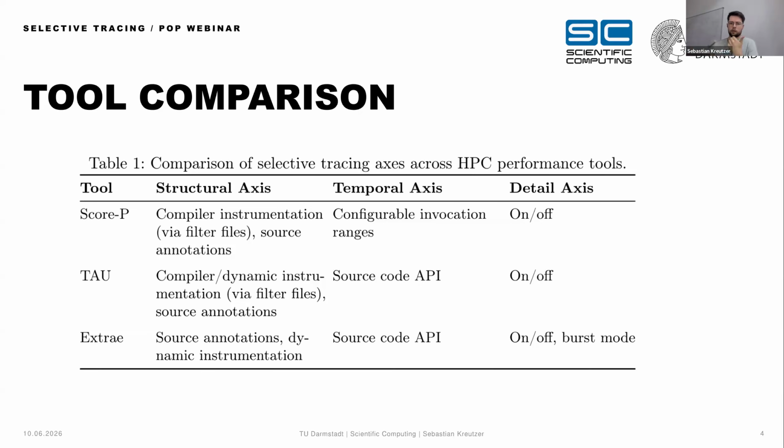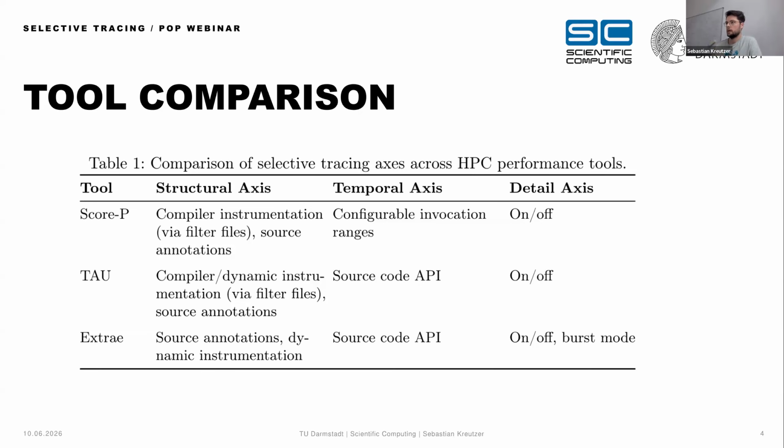When looking at the temporal axis, there's not so much support on this side. For TAU and XRay, the only option is to go into the source code and insert an API call saying, okay, start measurement here, stop measurement here. Score-P is actually the only one of those tools that has more configurability. You can define a file that says, okay, for this region, I want to record invocation n.